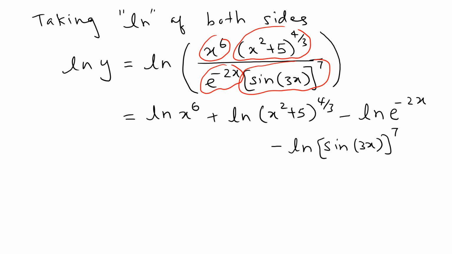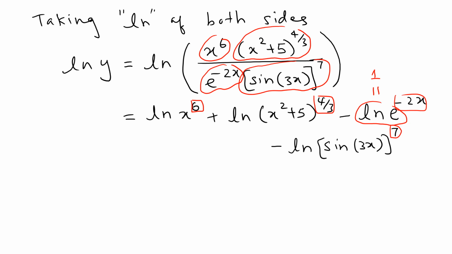Next we can use the power rule, the third result: if there are any powers, those powers come out. And then we can use one more result here, and you can see we have ln e. We say that ln e equals 1, so this term is gone.